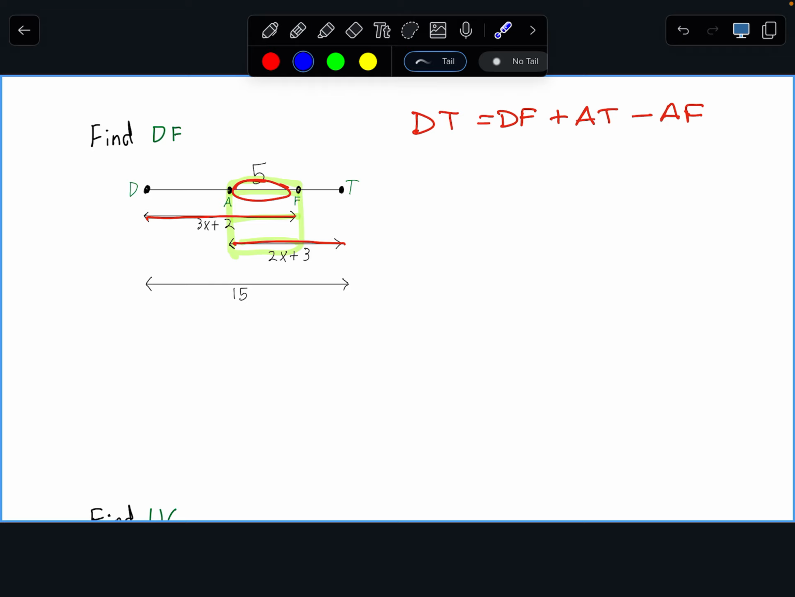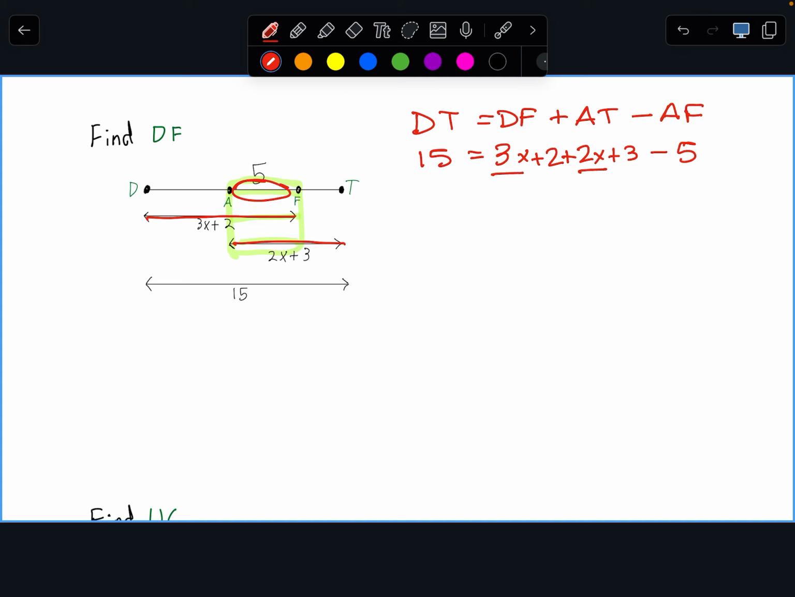So then we just need to substitute. So DT is 15. DF is 3x plus 2. AT is 2x plus 3. So there's a plus in there, and minus 5. And then we combine like terms. But you wouldn't know to do that if you couldn't set up the equation, because even though it ends up that we're subtracting 5, you wouldn't know that that's all you needed to subtract from both pieces.